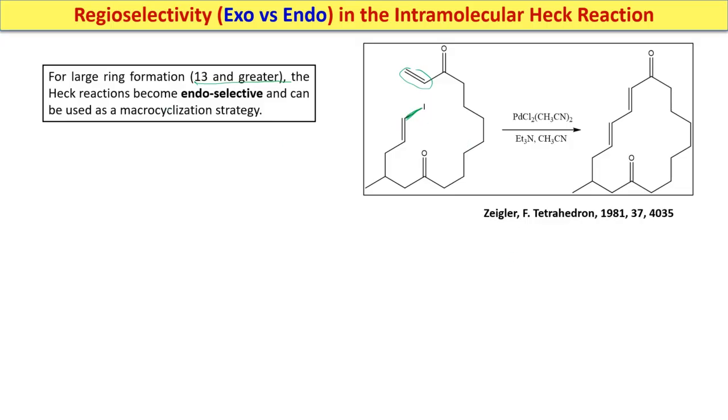Fine, because here it is written that for large ring formation, the Heck reaction becomes endoselective, and we can use this strategy for macrocyclization. So if you put numbering 1, 2, 3, 4, you will see it is ending at 16. That means we are getting a 16-member ring. So it is more than 13. So that is why it is endoselective. So in this way, this strategy of macrocyclization is helping us to form this type of large rings.